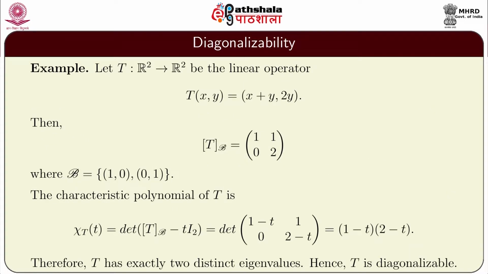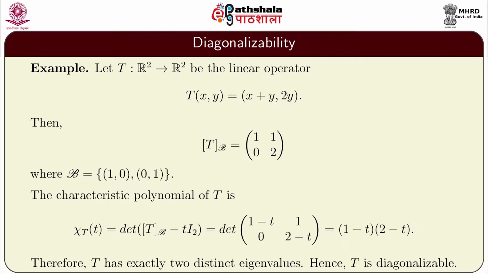An example. Let T from R^2 to R^2 be the linear operator given by T(x, y) equals (x plus y, 2y). Then with respect to the standard basis of R^2, the matrix representation of T is the 2 cross 2 matrix given by the first row 1 1 and the second row 0 2.